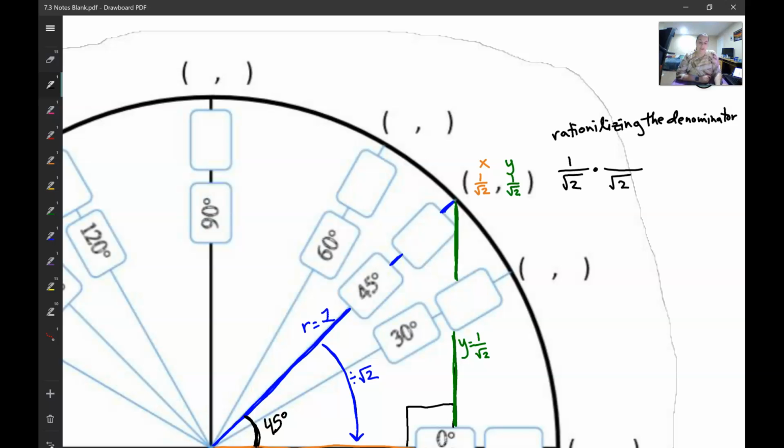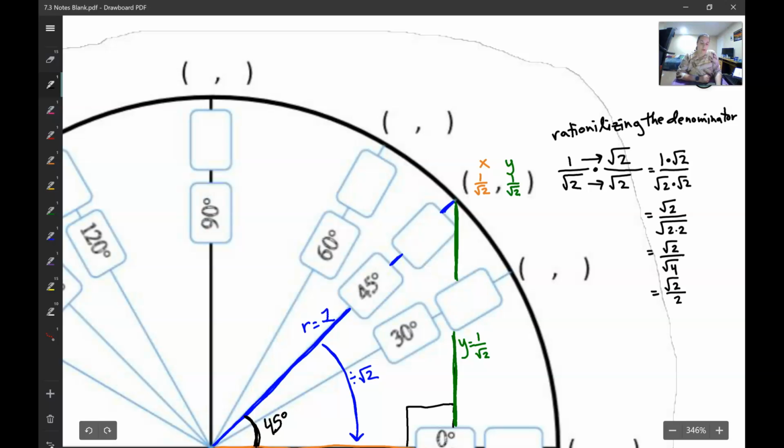So I multiplied by itself, and I'm going to put the same on top and bottom to keep it balanced. So if I multiply across, I get 1 times root 2 on the top, and root 2 times root 2 on the bottom. So 1 times root 2 is root 2. Root 2 times root 2, I can combine those under one root. So that's going to give me root 4. And root 4 is just 2.